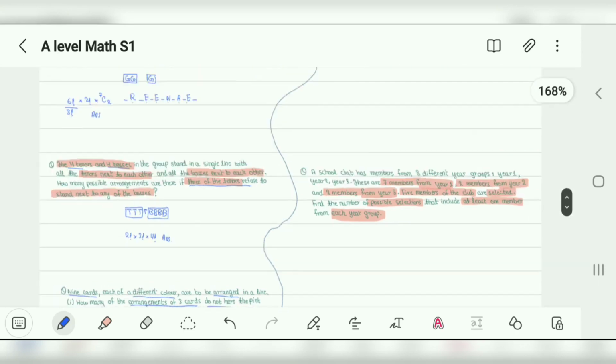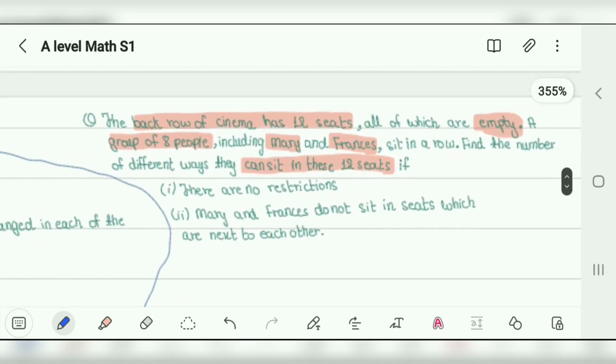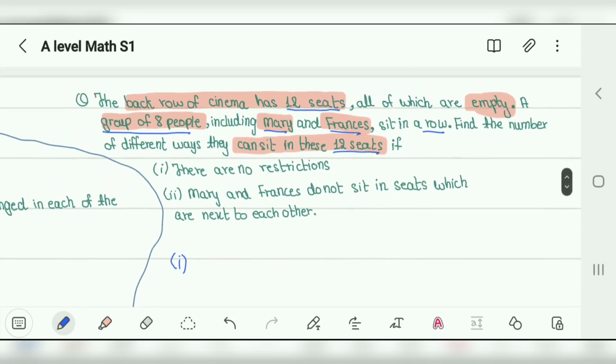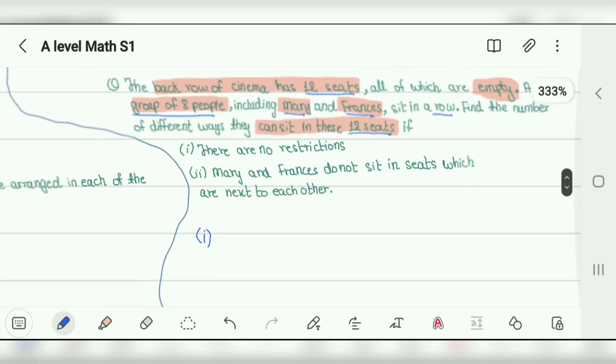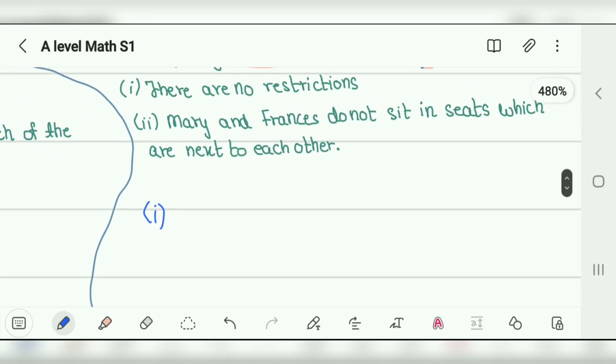Okay, the last question of gap rule. The back row of cinema has 12 seats, all of which are empty. A group of 8 people, including Mary and Francis, sit in a row. Find the number of different ways they can sit in these 12 seats if there are no restrictions. Okay, if there are no restrictions, there are 12 seats and there are 8 people, and we need to find the number of different ways they can sit, which means there will be arrangement as well. So 12C8 multiply by 8 factorial.